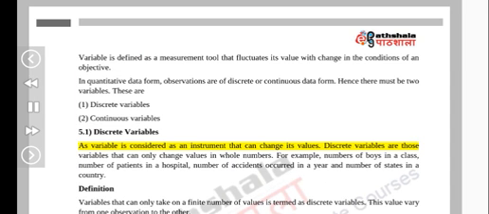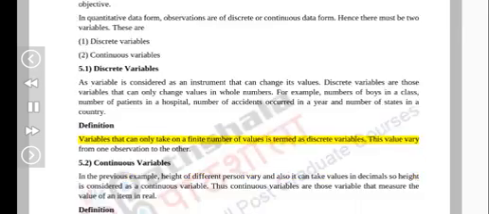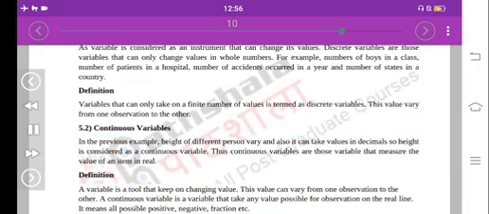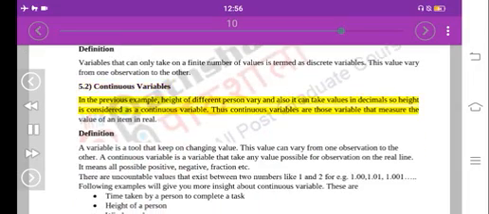5.1 Discrete variables. As variable is considered as an instrument that can change its values, discrete variables are those variables that can only change values in whole numbers. For example, number of boys in a class, number of patients in a hospital, number of accidents occurred in a year and number of states in a country. Definition. Variables that can only take on a finite number of values are termed as discrete variables. This value varies from one observation to the other. 5.2 Continuous variables. In the previous example, height of different persons varies and also it can take values in decimals, so height is considered as a continuous variable.